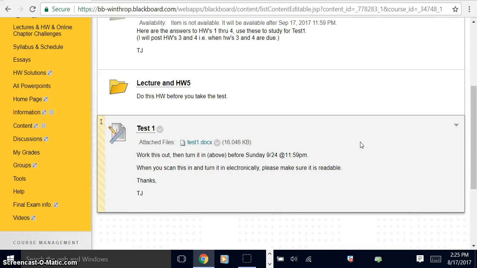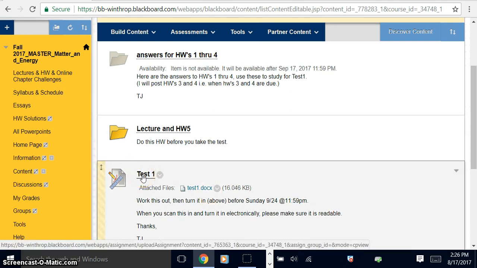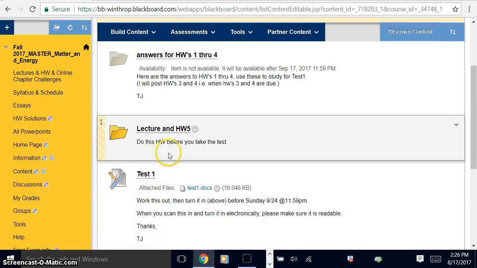Let's see, this won't appear until the week of the test, and you have to turn it in before Sunday, as it says right here. And what else? Yeah, so for the test, you'll open it up as just a Word document with some questions. There's multiple choice. There's some short answer questions. Make sure you show the work if you want any partial credit on the test.